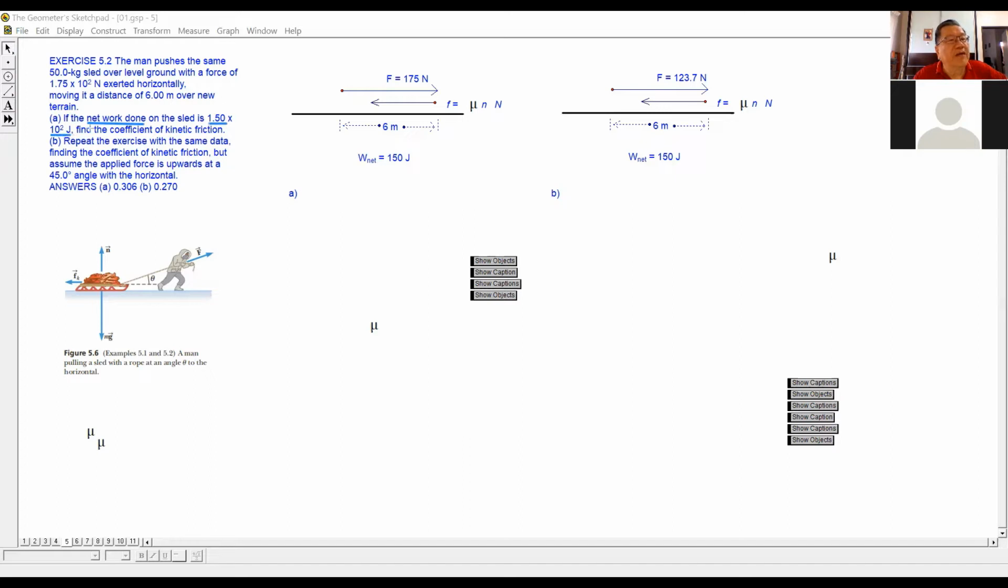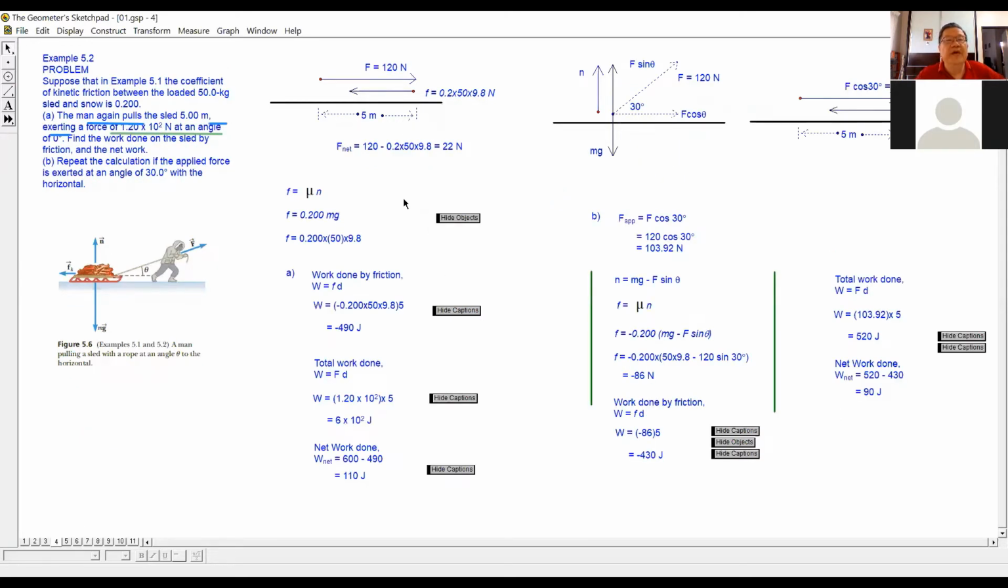So if you don't have to find the work done, what do they ask you to find? They ask you to find the coefficient of friction. We are going to apply the same formula. So before I go on, I show you the formula. We are going to use this formula: F equals to mu N. Work done equals to F times d.